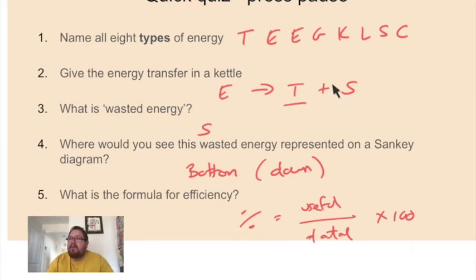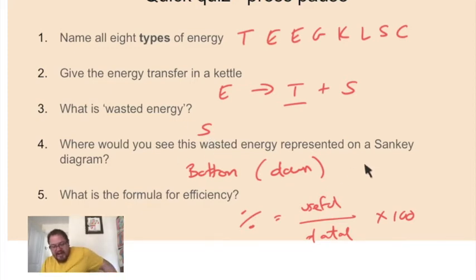You'd be forgiven for putting other types, because it does move a little, so you can put kinetic, but I've tried to keep this very simple. Some use light as well, so you could have those as wasted energy. What is the wasted energy in this one, though? In this example, the main wasted energy is sound, because you can hear a kettle when it boils.